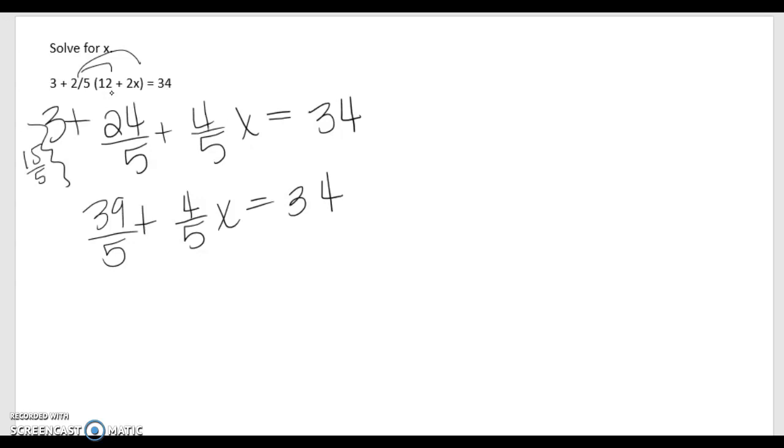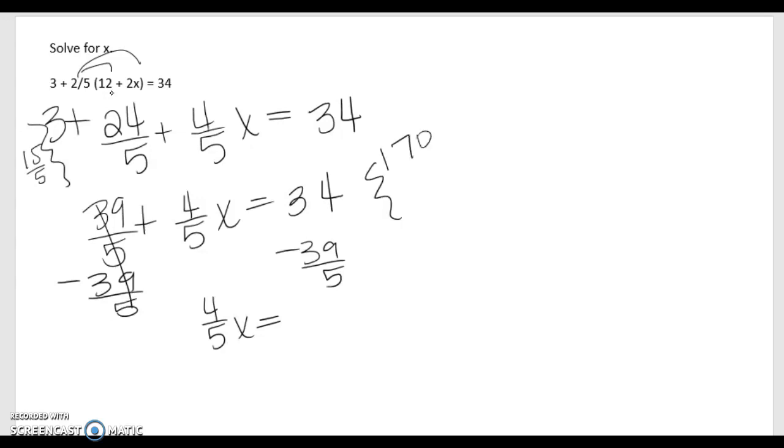I'm going to subtract 39 fifths from both sides. So I have 4 fifths x equals, I need to change my 34 to something out of fifths. So that's, where did my pen go? 34 is the same thing as 170 fifths. So I'm going to do that minus the 39 fifths. And I wind up with 131 over 5.